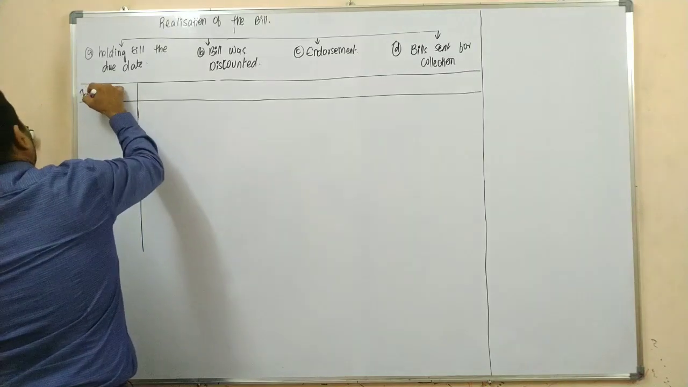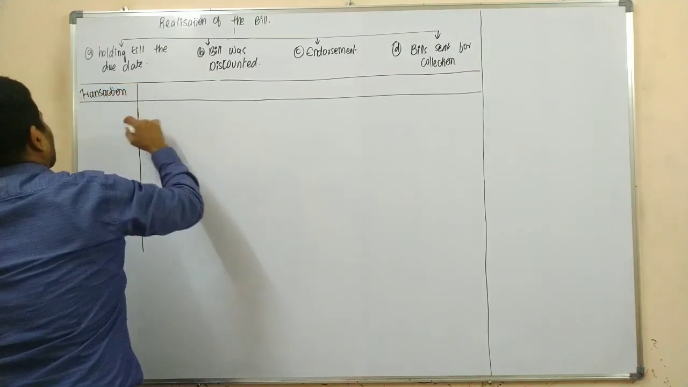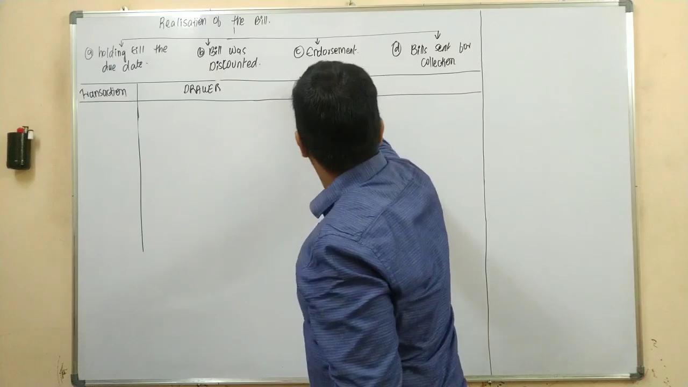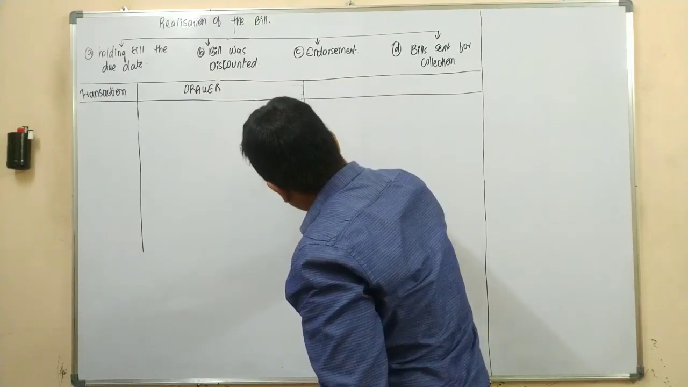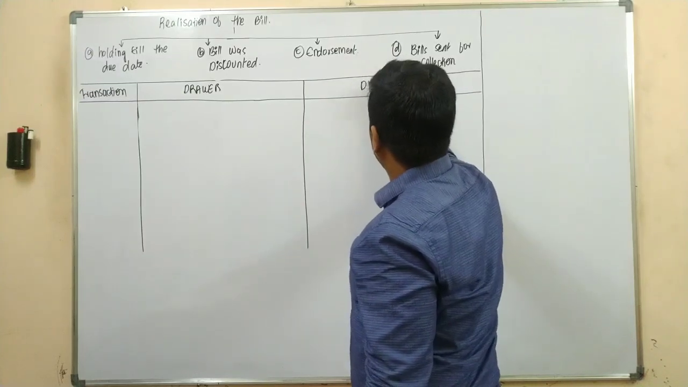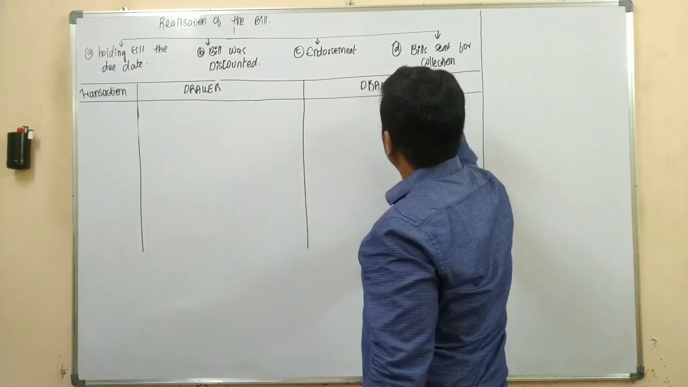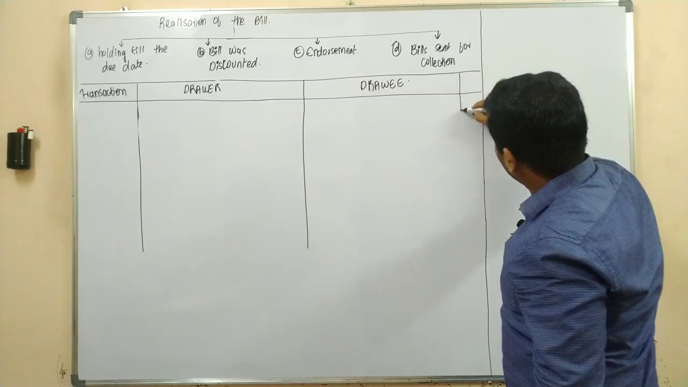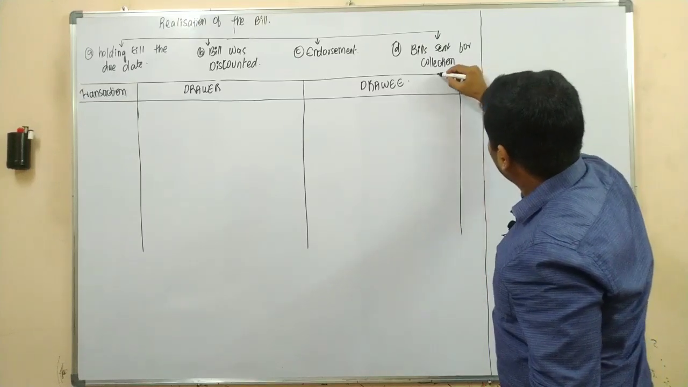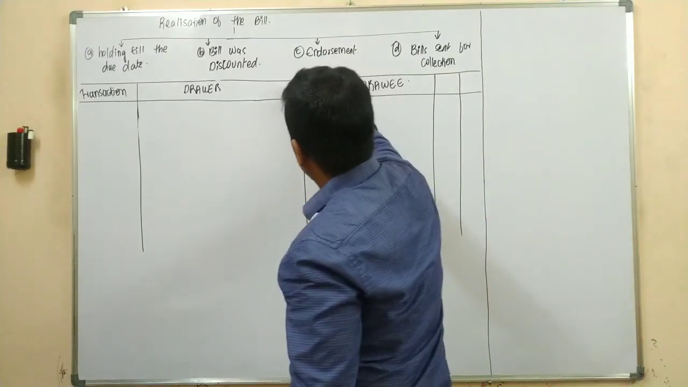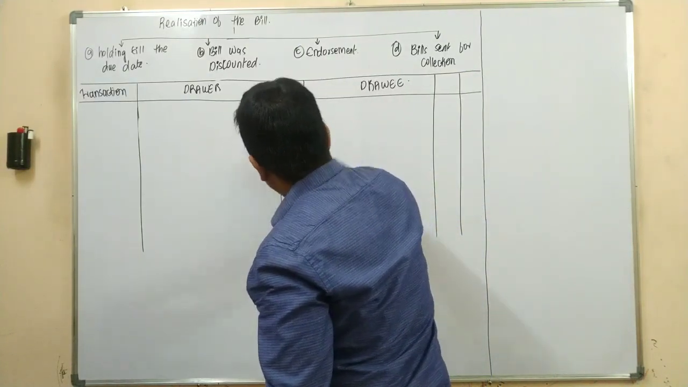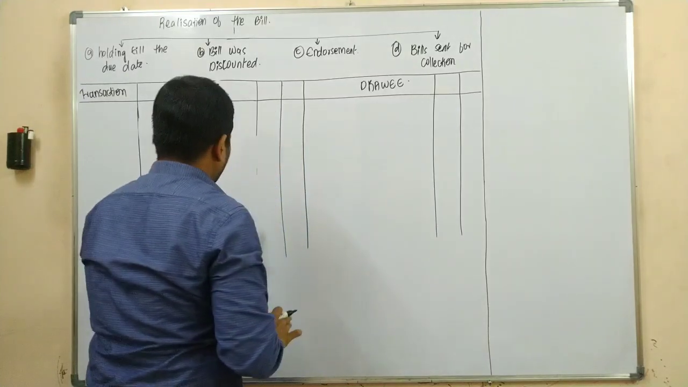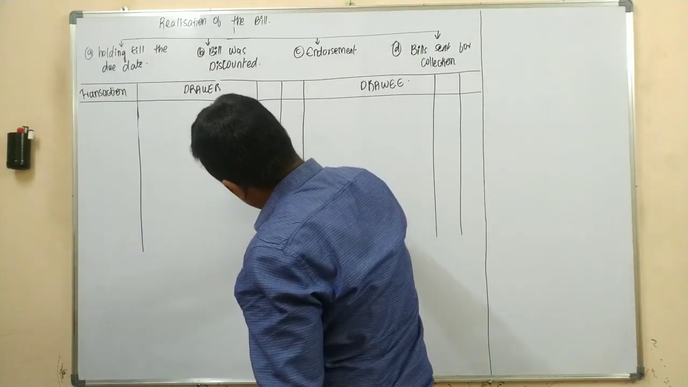Now transaction, in the books of drawer, in the books of drawee. Yes or no? Now, so your amount column.